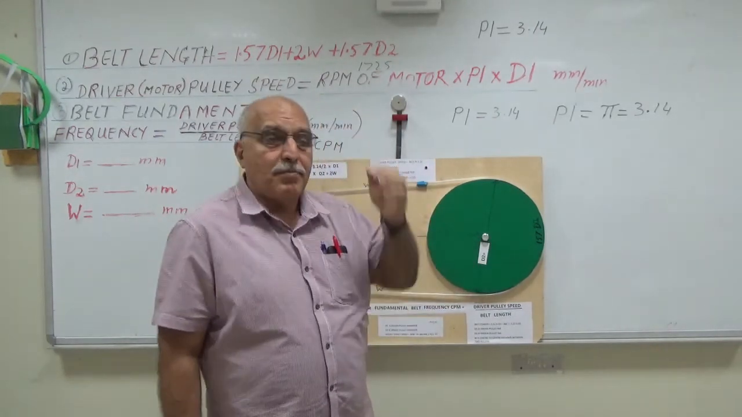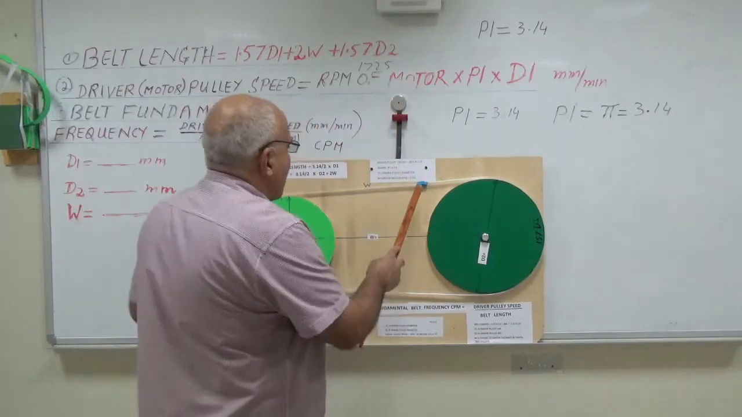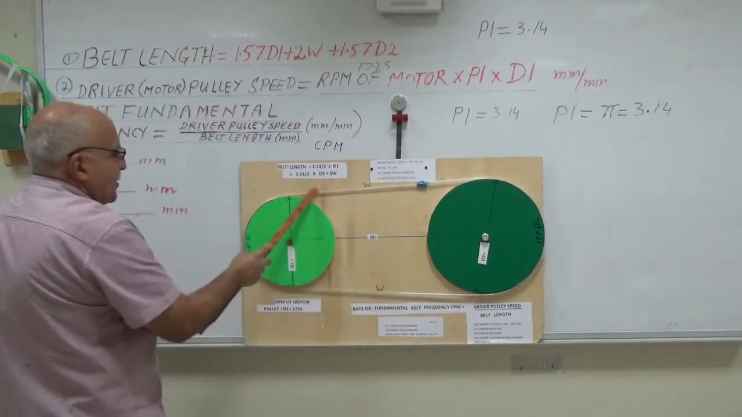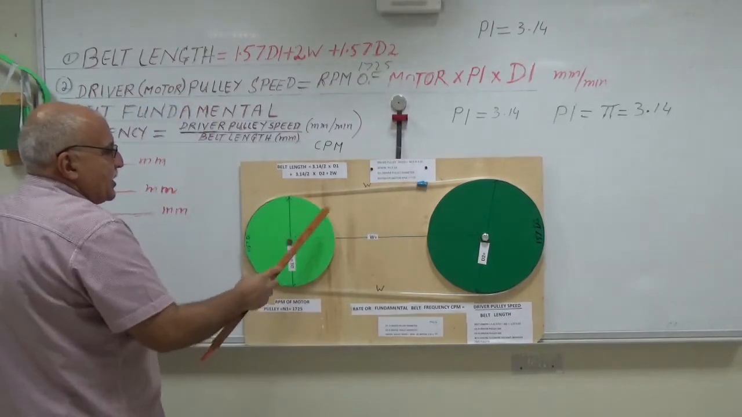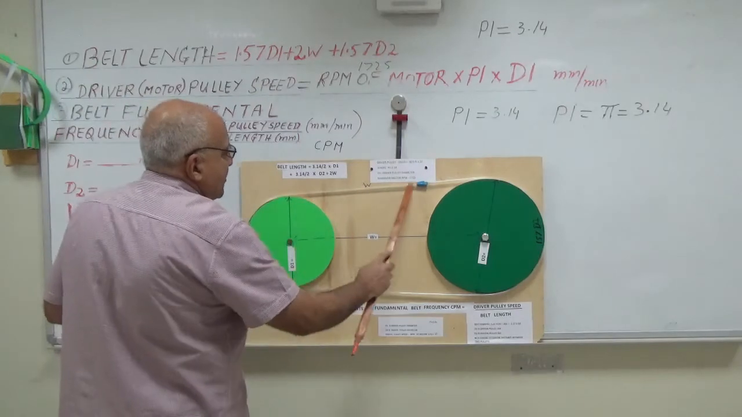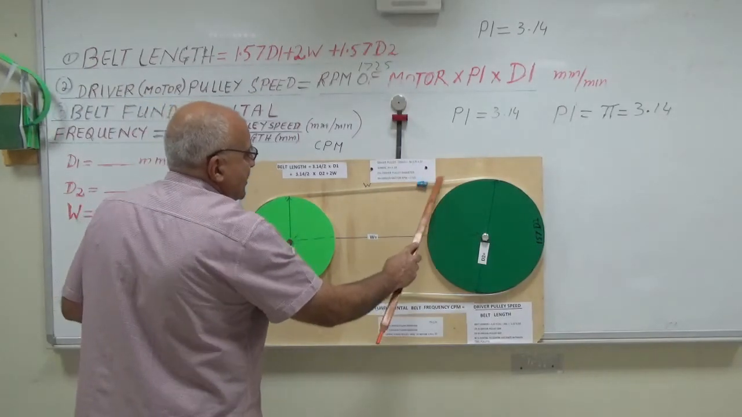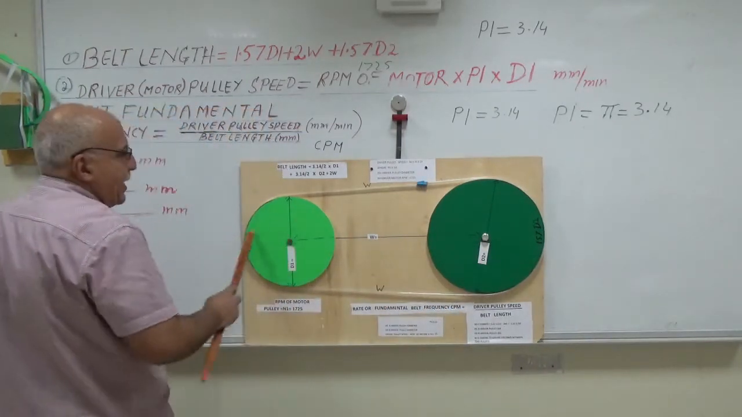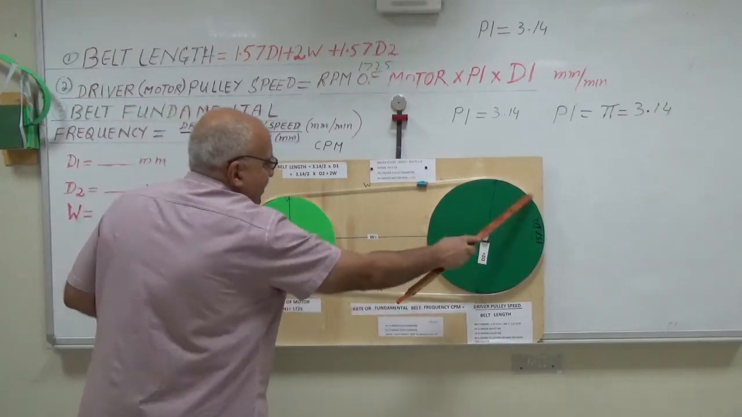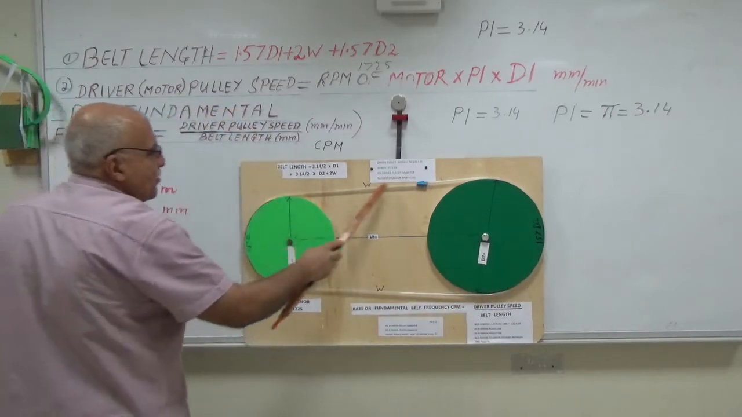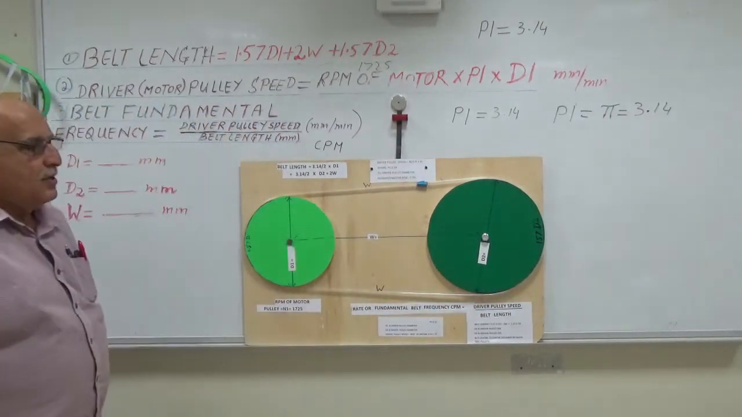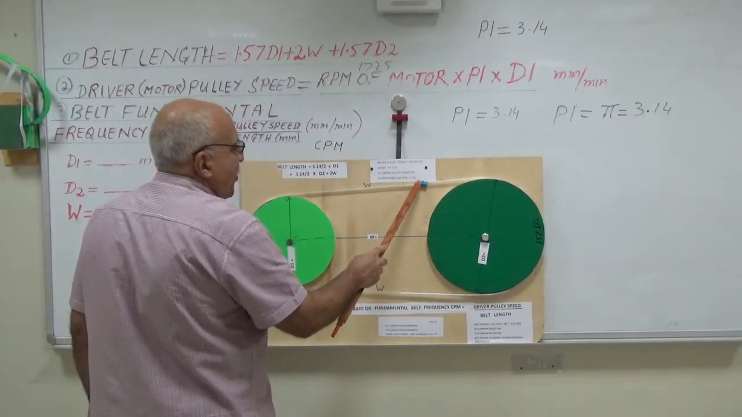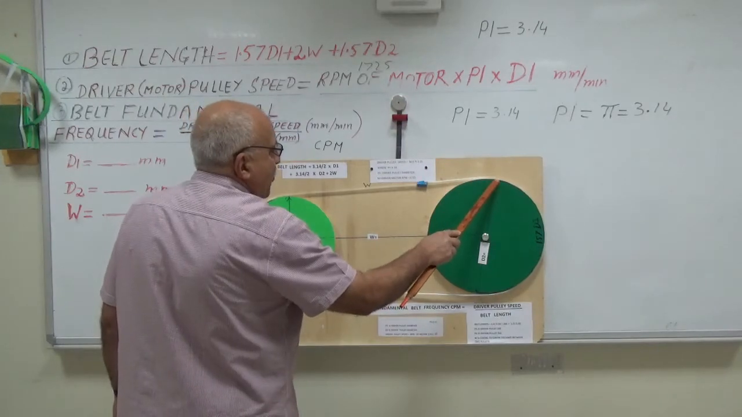What is meant by each round? For example, now this part of the belt is damaged. When the machine is running, this part of the belt which is damaged will travel and then come back to the same position. This is called one round. This is one round.